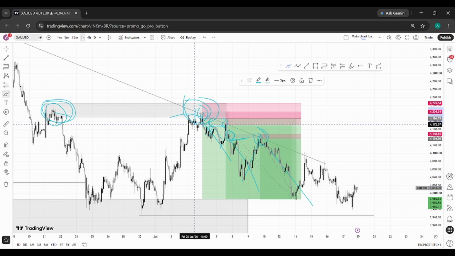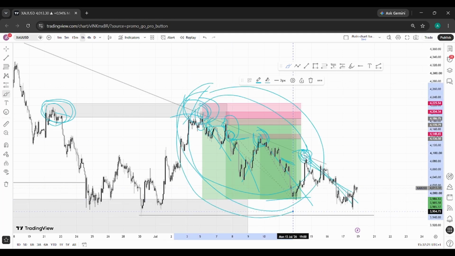I entered this one last 3 weeks. I entered this particular trade last 2 weeks, and then this one last week, and then this week. All of them hit take profit. So this is how I was able to catch this particular trade here.